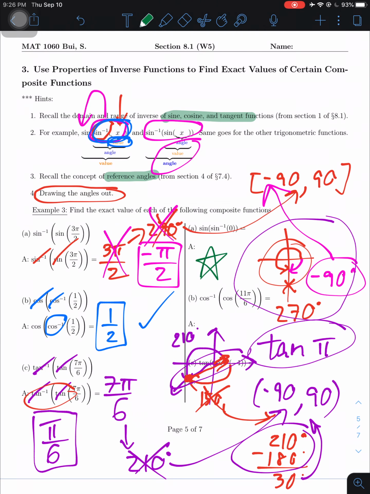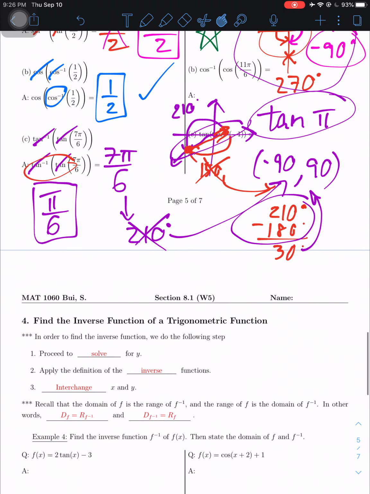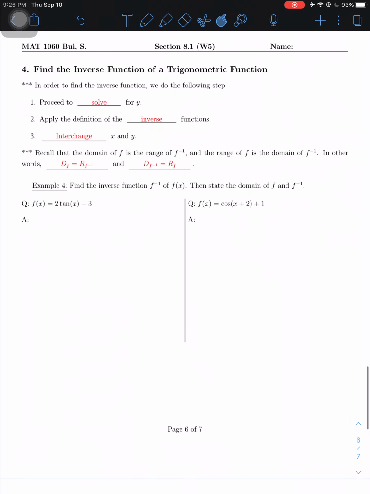You're gonna have ABC, 3 things in here to do again. And the fourth one, find the inverse function of a trig function. Okay, so personal tips again, I'm giving you some steps to do it. In order to find the inverse function, we first proceed to solve for y, and then apply the definition of the inverse function. I'm gonna show you guys in a minute what it means. It's something that we have talked about in the previous pages already, but don't worry if you don't get it now. And lastly, this one is the big step and the easiest step in here. You have to interchange the x and y.